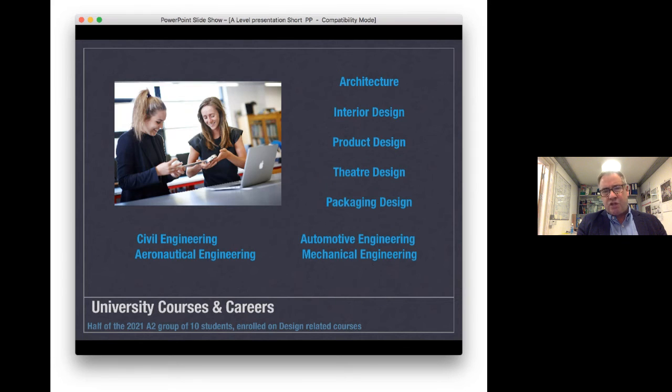A lot of our students go on to be architects, interior designers, product designers. They've gone into theatre design, packaging design, and several types of engineering. Not all, but I would say most of them. And half of our 2021 cohort have enrolled on design-related courses.